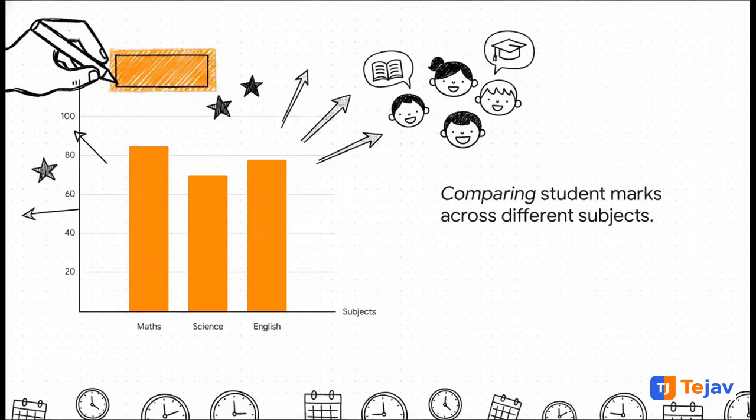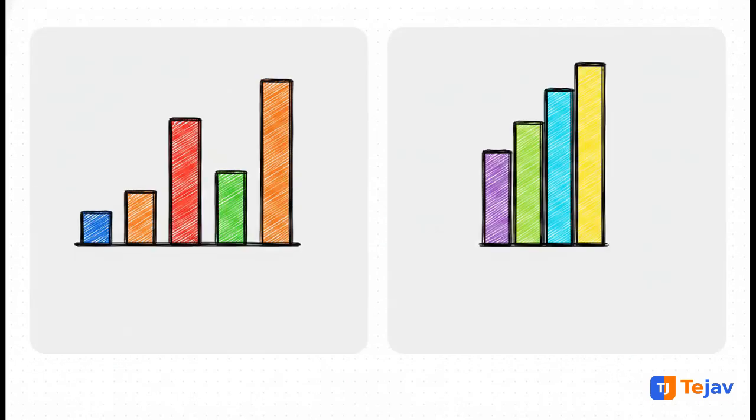They are incredibly easy to read and are completely perfect for comparing discrete data categories, like looking at the different marks students got or comparing monthly sales. Now, it is so easy to confuse a bar graph with our next tool, the histogram. Here is the big difference you need to remember.